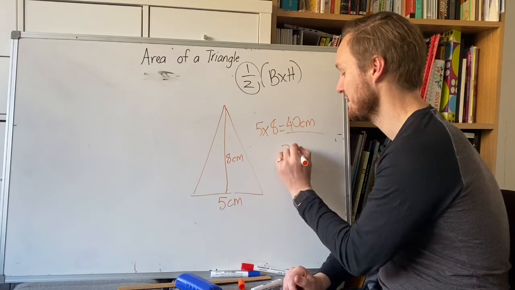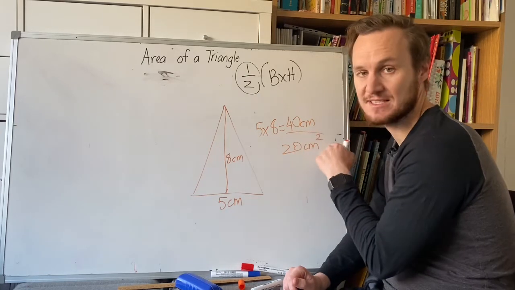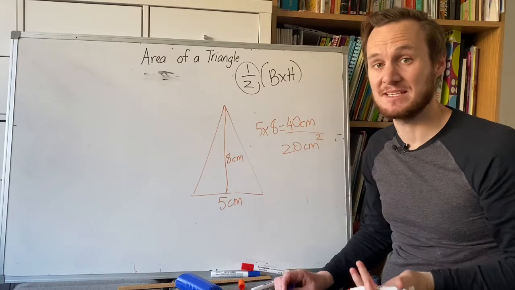So once we get 40, we half it to 20. Make sure we put on the squared sign, otherwise it won't work. And that's basically it.